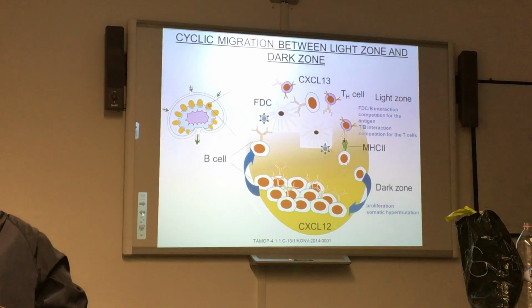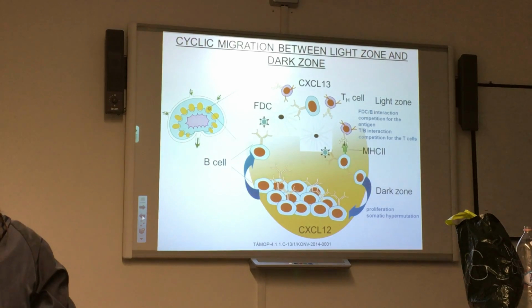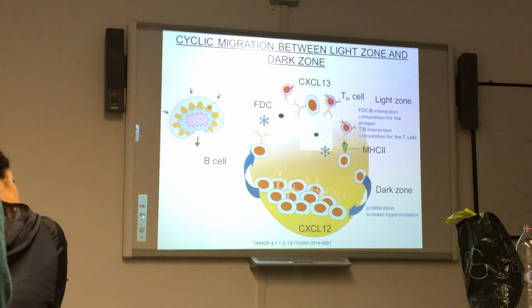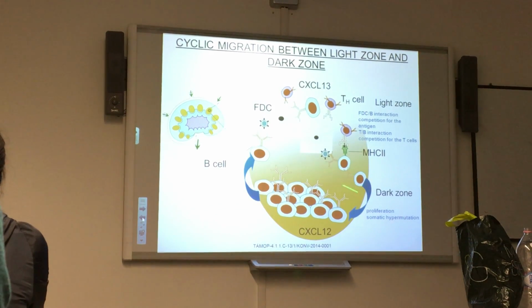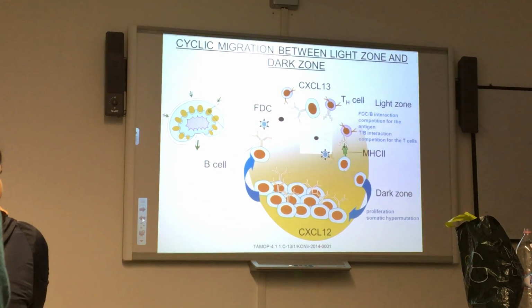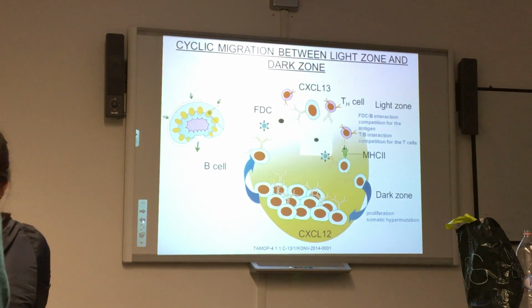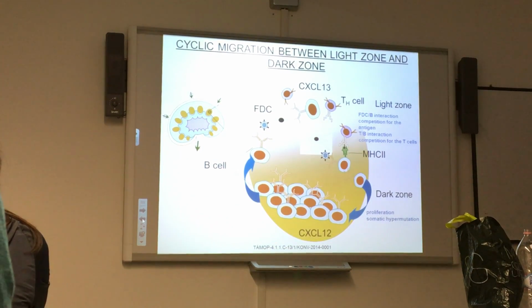So this is the secondary follicle. Because in the primary follicle, B cells are not proliferated. So this is the secondary follicle. The dark zone is the place of the proliferation and differentiation of B cells. The light zone is the place of the antigen presentation and the competition for T helper cells.